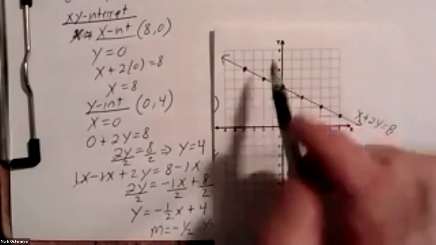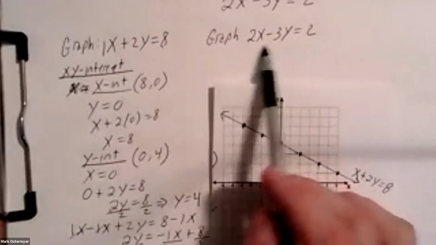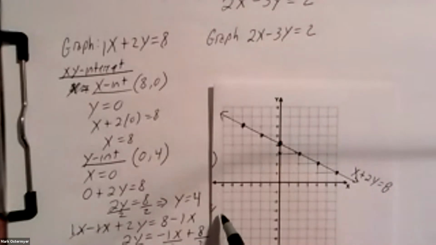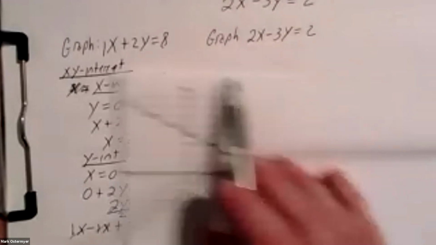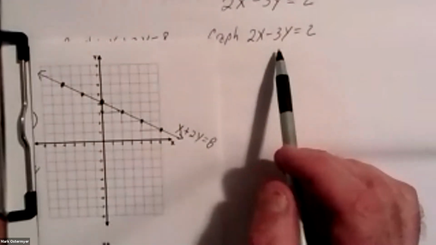Now we need to graph the second equation. This second equation here, we need to graph. And to do that, I'm going to get this equation in the slope-intercept form. So how would I solve this equation for y? How do I solve this for y?